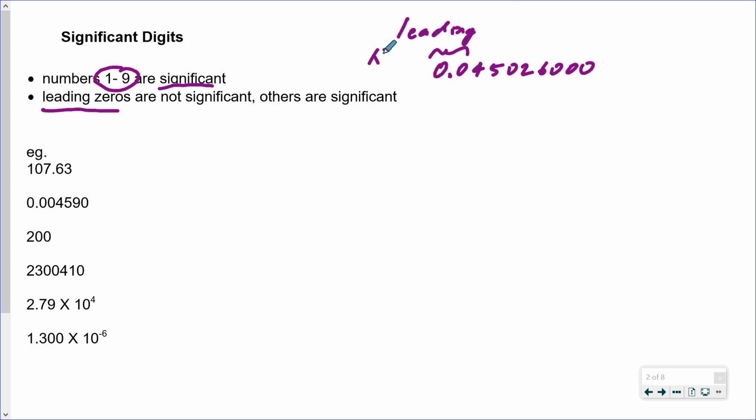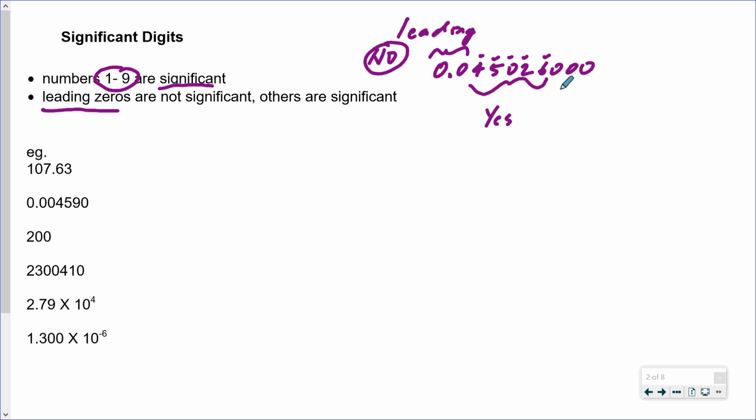And no, I don't count them in terms of significant digits. Any of the numbers that are other than 0, I count them. So I'm going to count the 4 and the 5, the 2 and the 6. Any 0 sandwiched in between, I count those as well. So all of these ones here, yes, they are going to be significant.